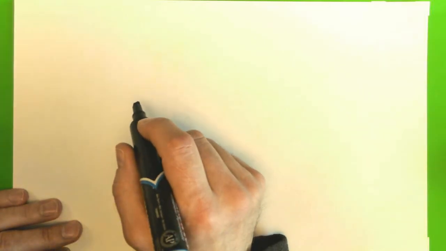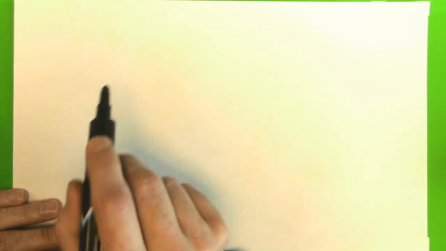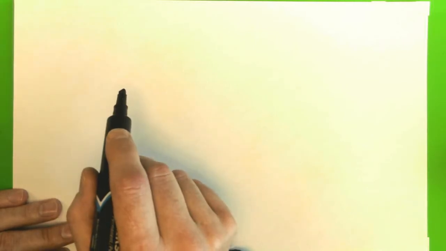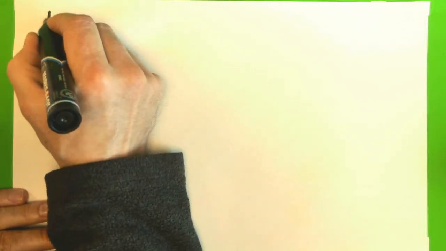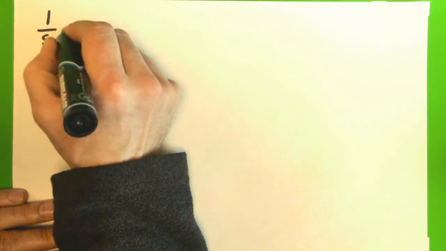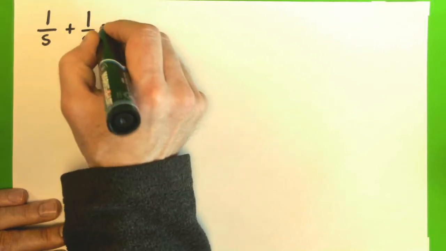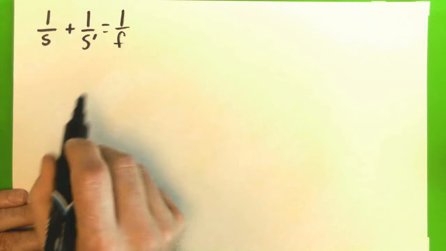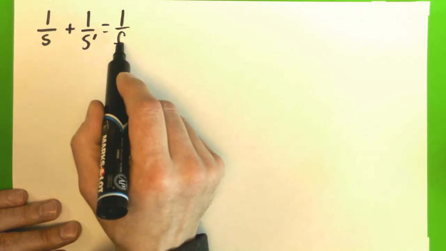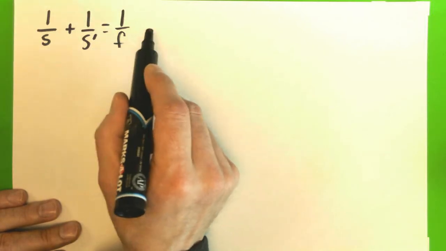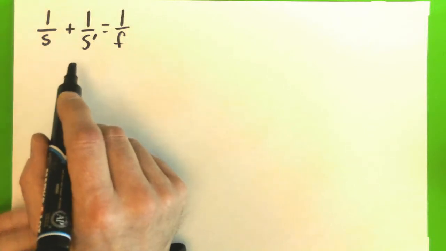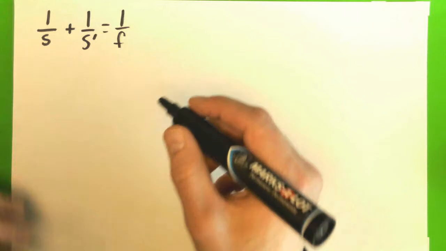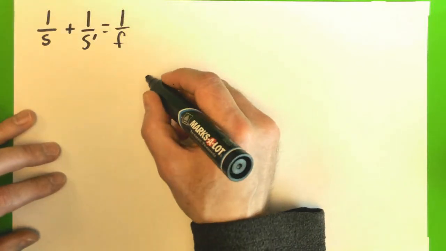For a lens, we combine Snell's law, the law of refraction, along with spherical geometry to come up with this equation, the lens equation, the thin lens equation: 1/s + 1/s' = 1/f. And f was a complicated function of the material of the lens and the radius of curvature of the two surfaces.